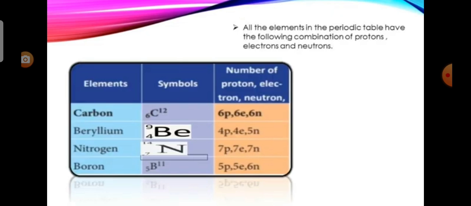Beryllium, Be, the atomic number is 4 and the mass number is 9. So the number of protons is 4, electrons 4 and neutrons 5. Nitrogen, atomic number is 7 and the mass number is 14. So the number of protons is 7, electrons 7 and the neutrons also 7. Boron, the symbol is B, atomic number is 5 and the mass number is 11. So protons 5, electrons 5 and the neutrons 6.